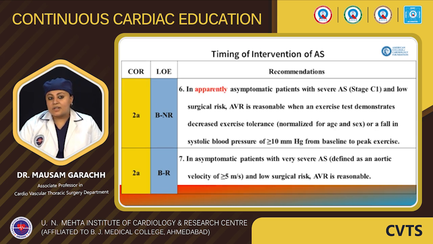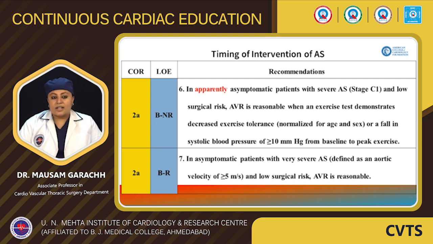Now Class 2A, level of evidence B-NR: in an apparently asymptomatic patient with severe aortic stenosis, stage C1, and low surgical risk, AVR is reasonable when an exercise test demonstrates a decrease in exercise tolerance or a fall in the systolic pressure which is greater than 10 mm of mercury from baseline to peak exercise.